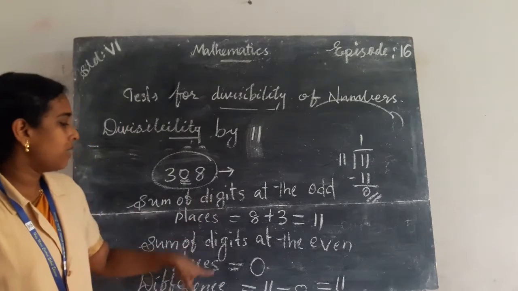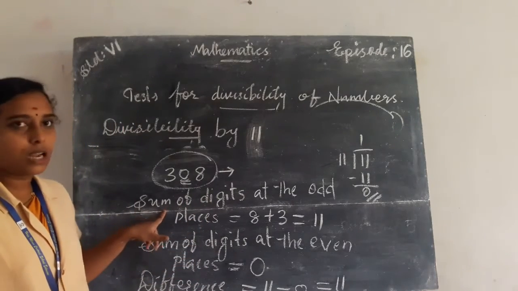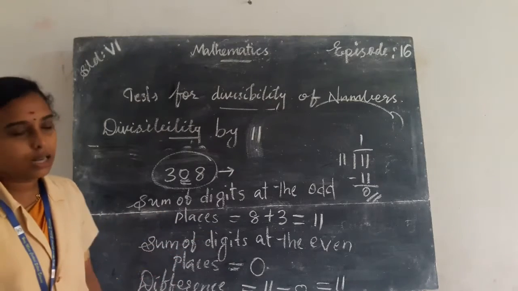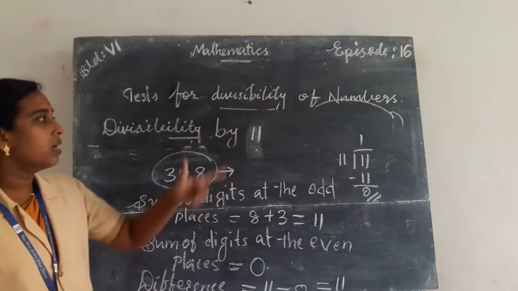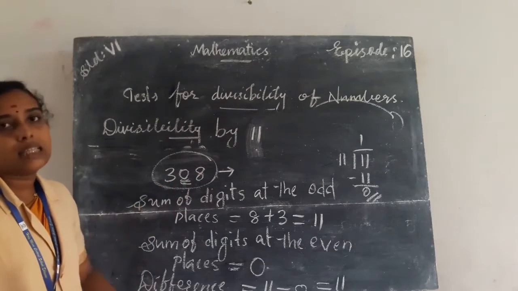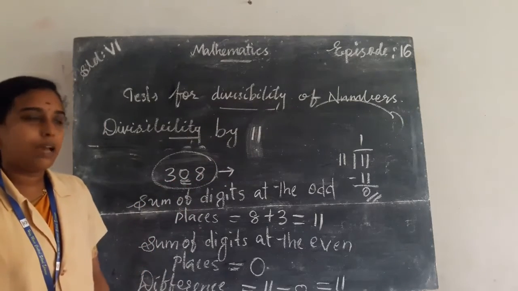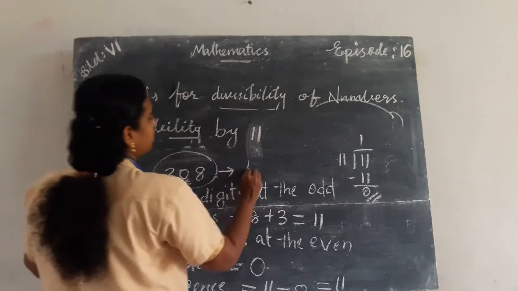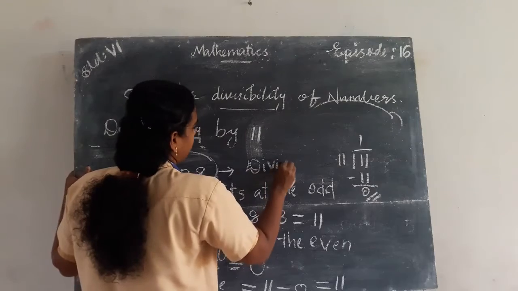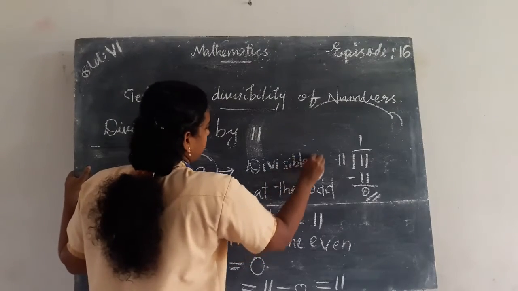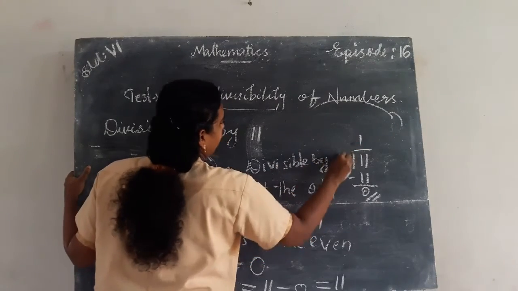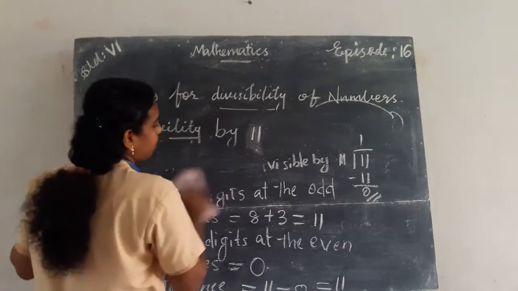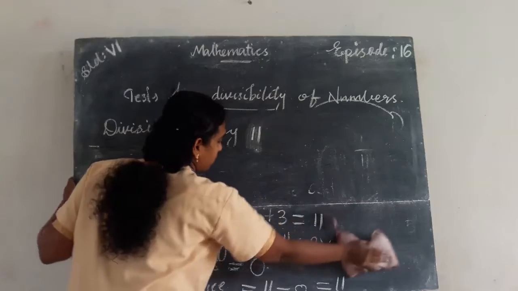Okay. Because the difference of the sum of digits at odd places and the sum of digits at the even places is 11, and 11 is divisible by 11, then we can say that the whole number is divisible by 11. So we can say that 308 is divisible by 11. Okay. So in this way we check whether a number is divisible by 11 or not.